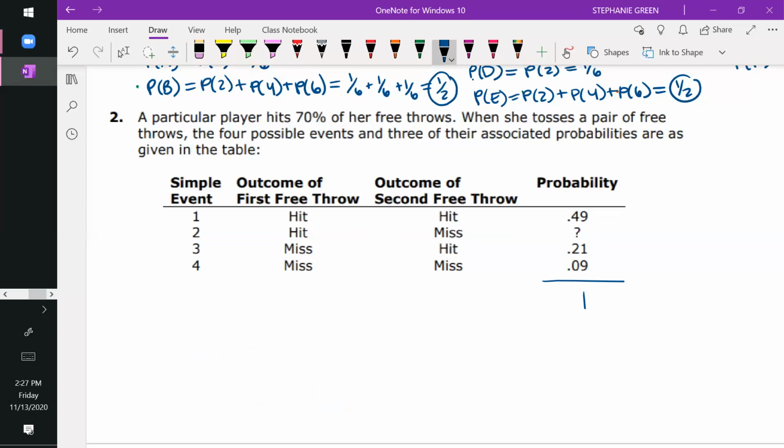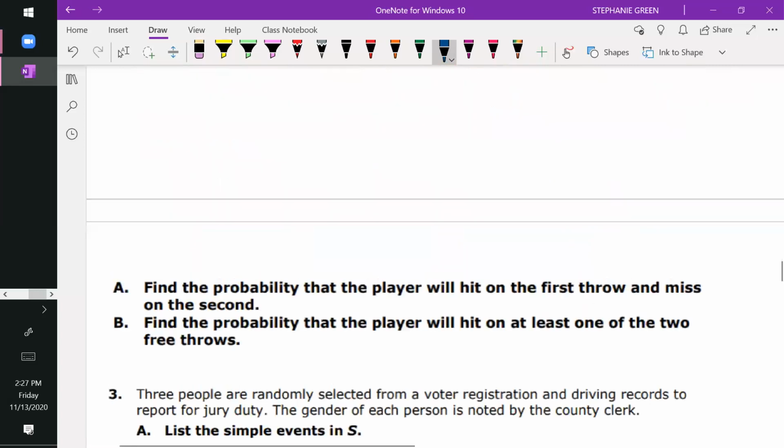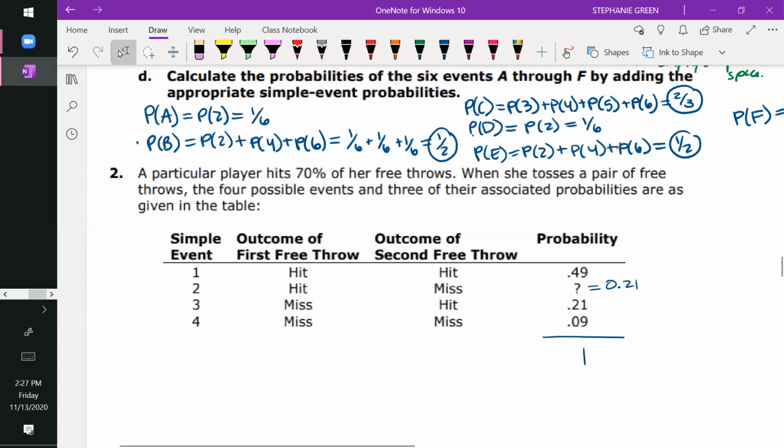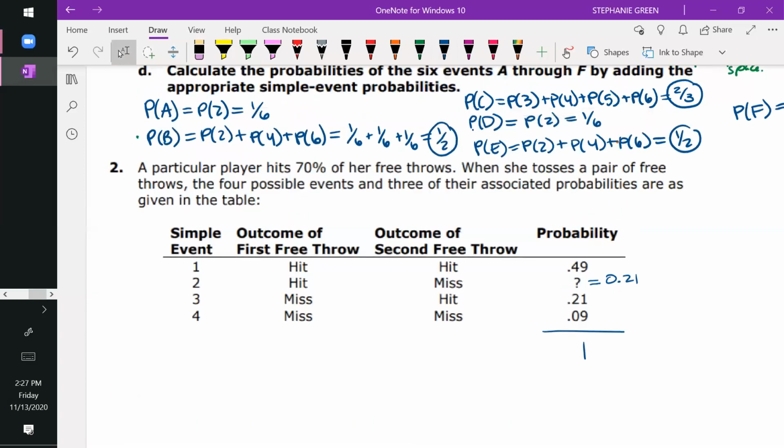On my calculator, and it tells me that that has to be 0.21. So the probability of a hit and then a miss is 0.21. Part B, find the probability that the player will hit on at least one of the 2 free throws. So we look at all of the events which have a hit. At least 1 hit, so it can have 2 also.